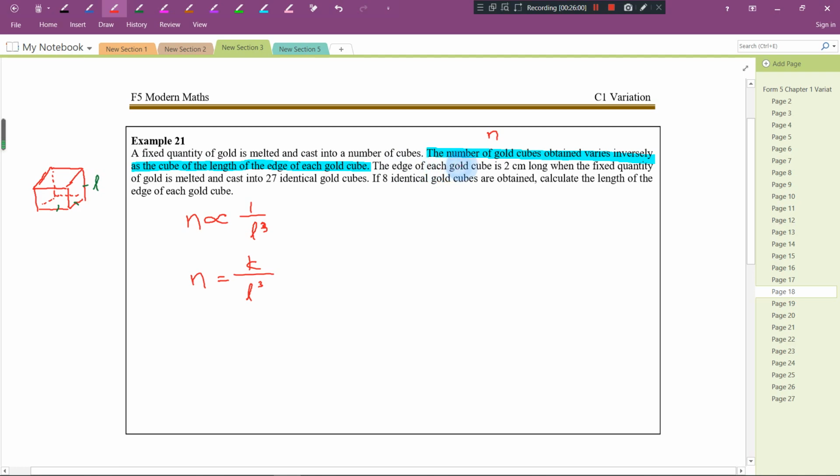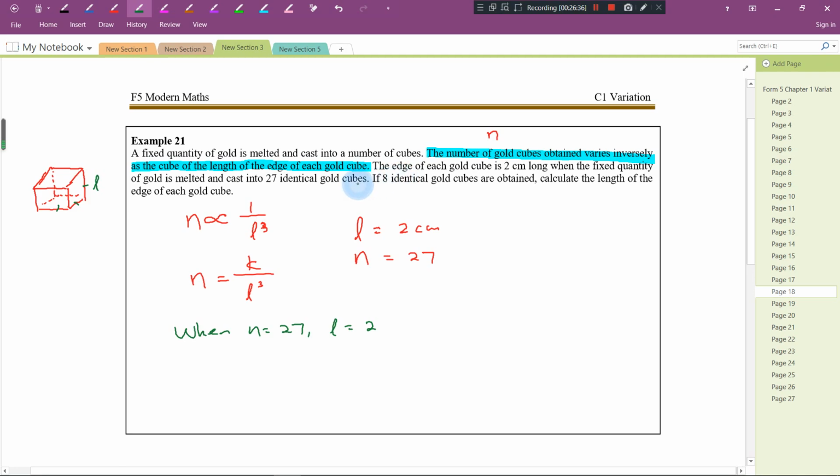Okay, the edge of each gold cube is 2 centimeters long. It means that L is equal to 2 centimeters. When the fixed quantity of gold is melted and cast into 27 identical gold cubes, N is equal to 27. So I am going to get the value of K first. When N is equal to 27, L is equal to 2.